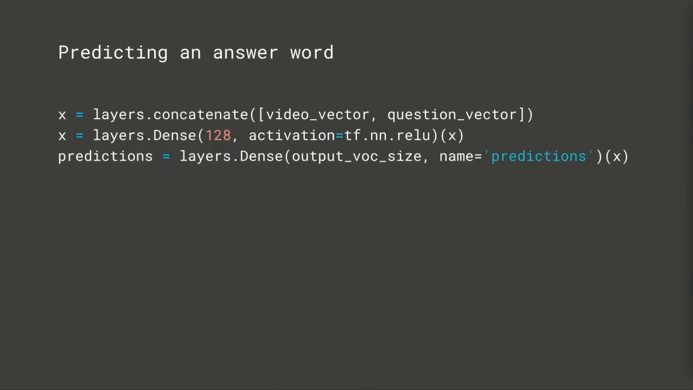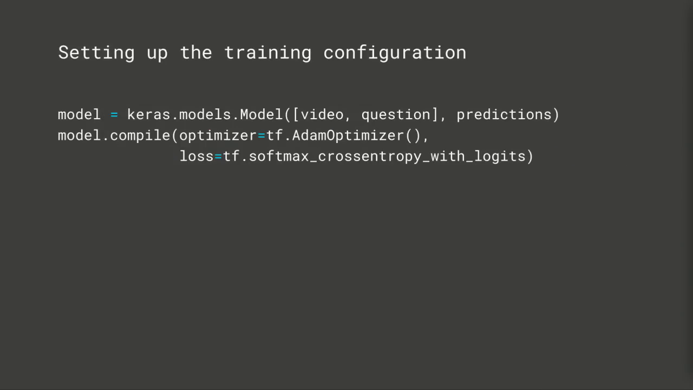Once you're done encoding your video and encoding your question, you just use a concat op to turn them into a single vector, and you add two dense layers on top, which will select one answer word out of a vocabulary of a given size. In the next step, you're using your inputs and your outputs to instantiate a Keras model, which is essentially a container for a graph of layers. And then you are specifying the training configuration. So you are specifying the optimizer that you want to use, the Adam optimizer, and you are specifying the loss function for which you are optimizing. So that's very simple so far.